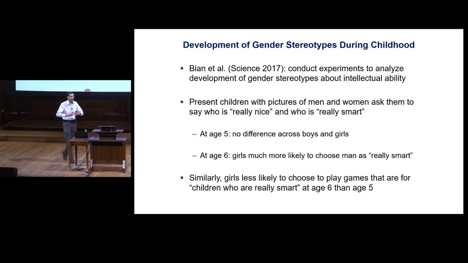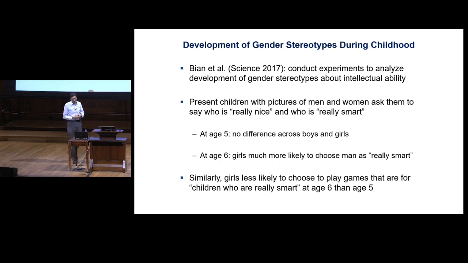Okay, so you can see that over time, this is one piece of evidence along that line, but there's quite a bit of evidence that over time these gender stereotypes develop, and then you can see how that leads to the types of patterns we've been showing in the larger data, how this plays out in terms of the careers women and men choose, and so forth.